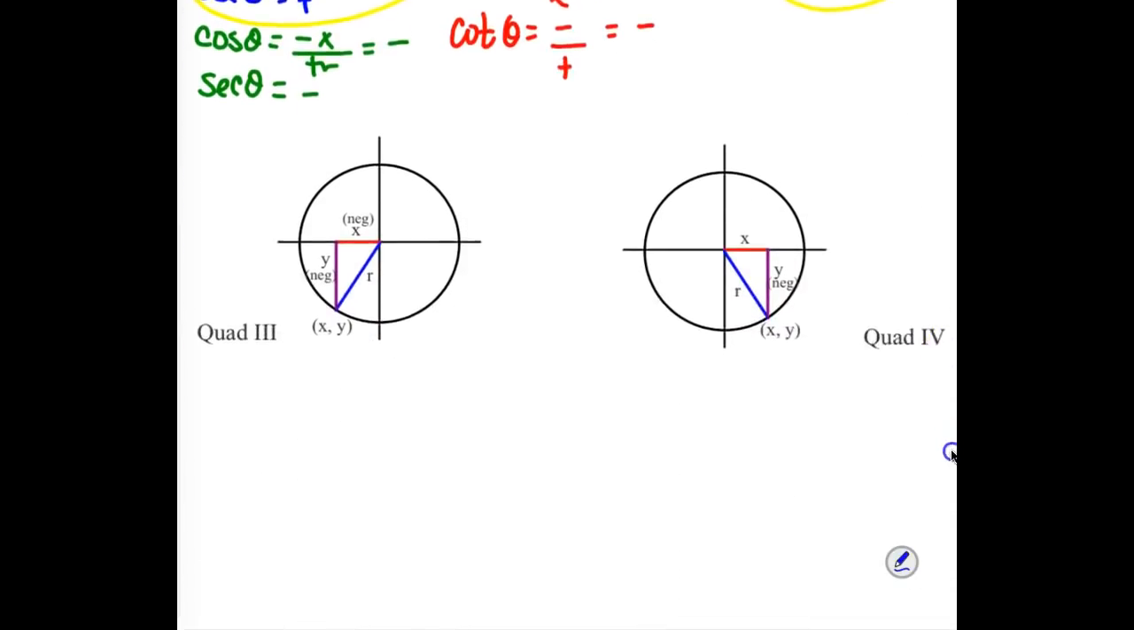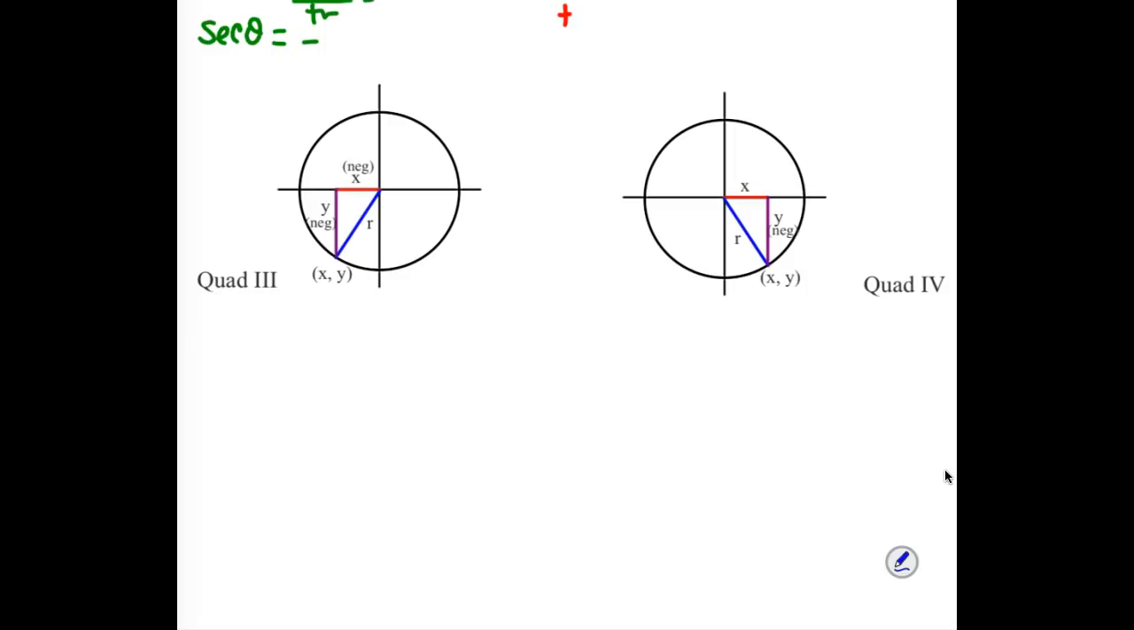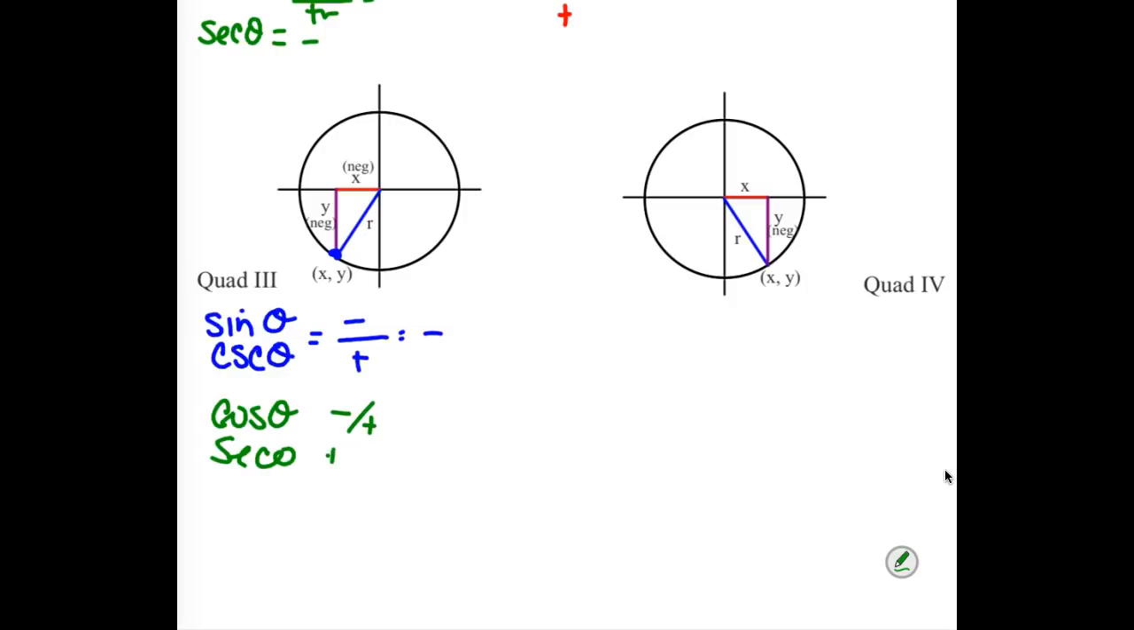All right, let's look at quadrant 3. To get up to a point in quadrant 3, both x and y are negative. All right, so again, thinking about sine and cosecant. They use y divided by r, so we're going to have a negative divided by a positive, or positive divided by negative for cosecant. In both cases, we're going to get a negative value. For cosine and secant, we are dealing with x divided by r. So again, a negative divided by a positive or a positive divided by a negative, both will give us a negative value.